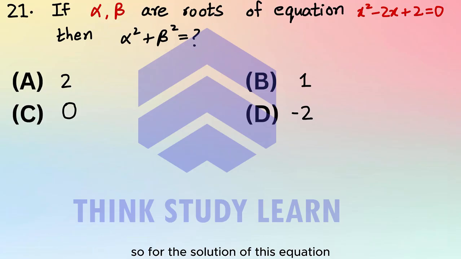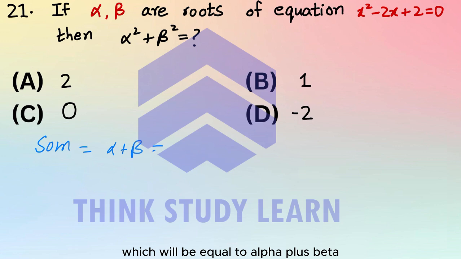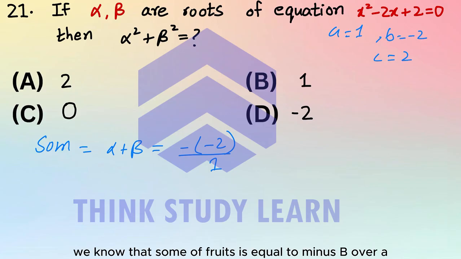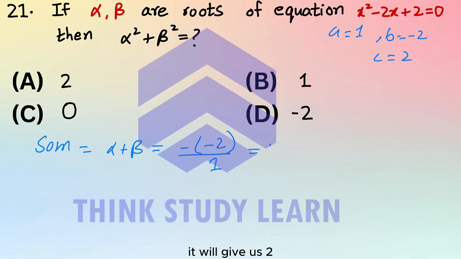So for the solution of this equation, first we will find sum of roots, which will be equal to alpha plus beta is minus into minus 2 over 1. Here a is equal to 1, b is equal to minus 2 and c is equal to 2. We know that sum of roots is equal to minus b over a. So putting values, it will give us 2.